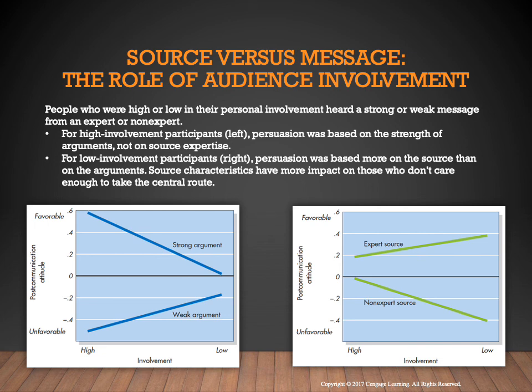For high involvement participants, their results are charted on the left. Persuasion was based on the strength of the argument and not the source of the expertise. For low involvement participants, their results are charted on the right. Persuasion was based more on the source than on the argument. Source characteristics had more impact for those who didn't care enough to take the central route.